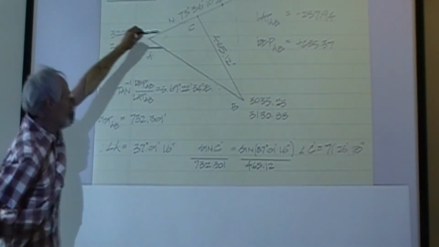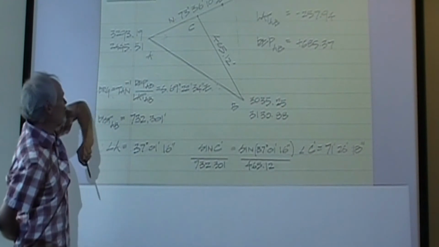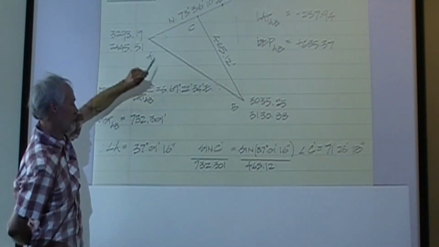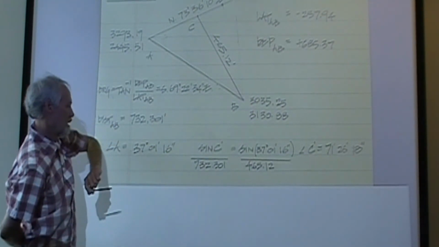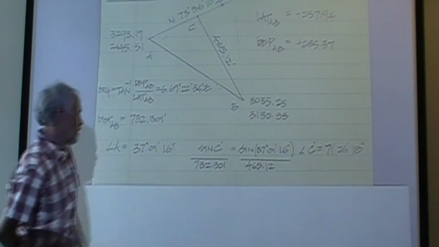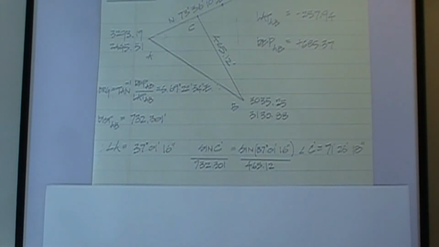So notice we have an angle opposite a distance, and we're going to come up with another angle. So what I'm doing is a sine law, saying the sine of C is to its opposite distance, which is the one we just calculated, as the sine of A is to the side it's opposite. What that does is yield me an angle of C, 71°26'18".